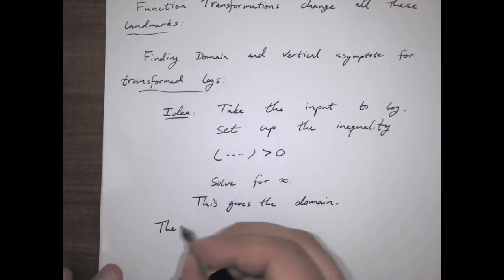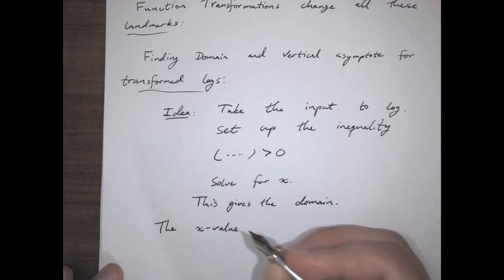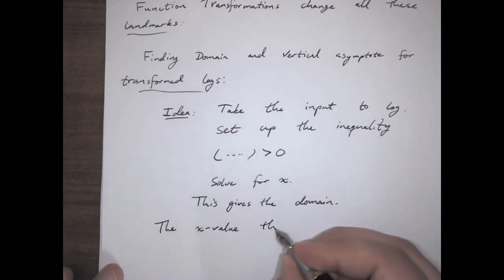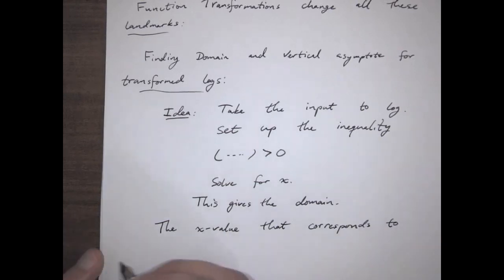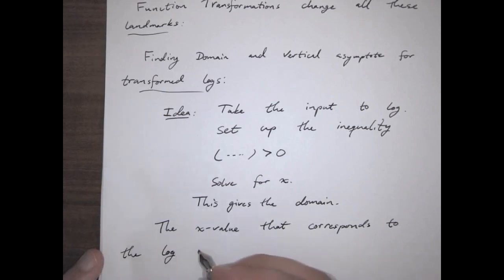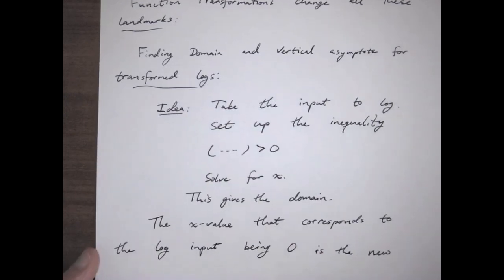Then the x value that corresponds to the log input being 0 is the new vertical asymptote.